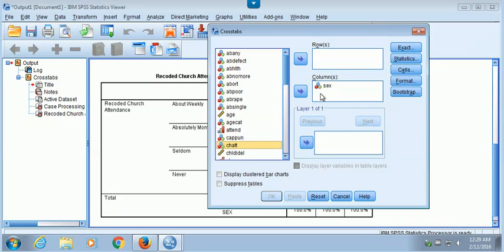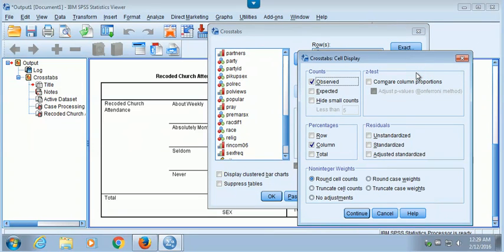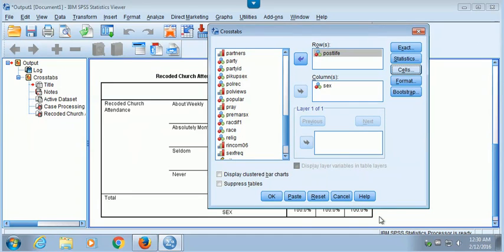So we can leave sex in this column here because sex is going to remain our independent variable. But we're going to want to go down to postlife, and again, that's belief in life after death. As long as you don't reset it and you just do what I did, this column box should stay checked. But if you do reset it by accident, or if you're like me sometimes and just want to double check, you can click on that cells box right here and make sure it's checked.